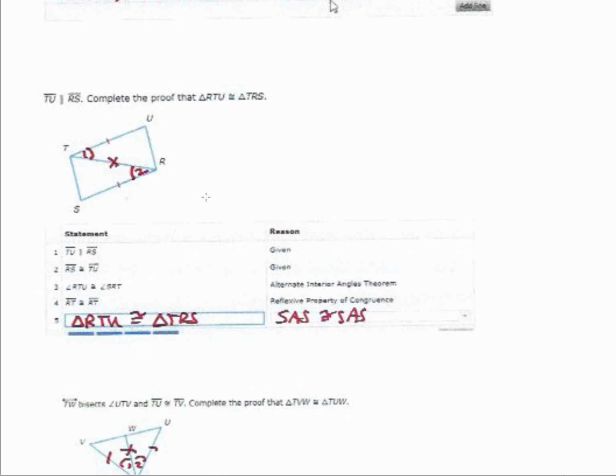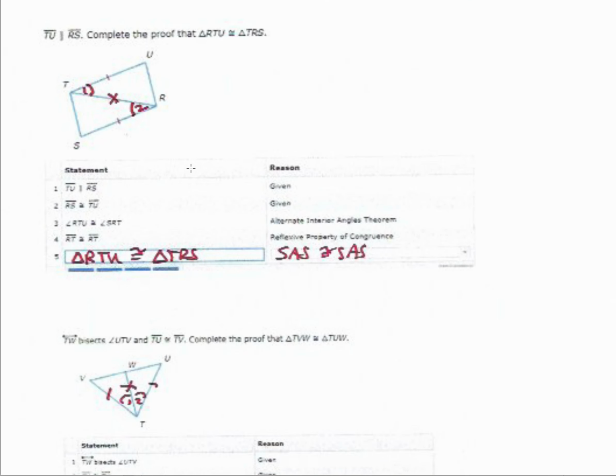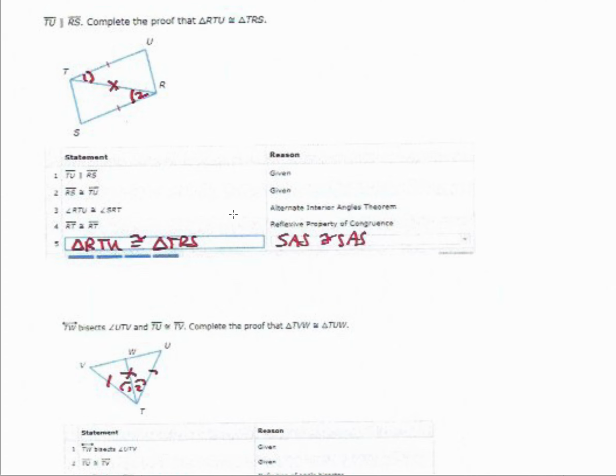Okay, next one. Just marking the diagram, I've got angle 1 congruent to angle 2 by alternate interior angles. That's the third step. And they had given me TU and RS were congruent in the given. That was step 2. And then, of course, they also mentioned the reflexive with RT is congruent to RT. Notice the angle is nestled right in between the two sides. So I have the two triangles congruent as in the given statement up top. And it's by side, angle, side is congruent to side, angle, side.